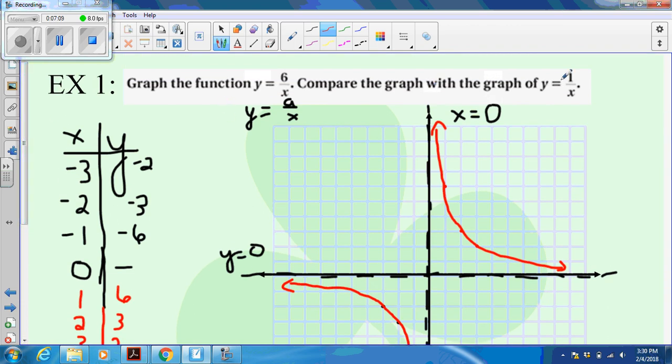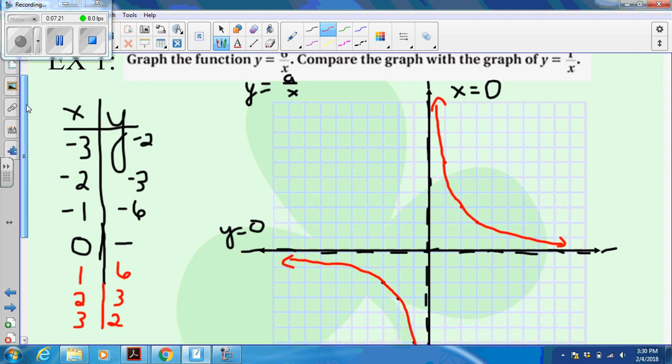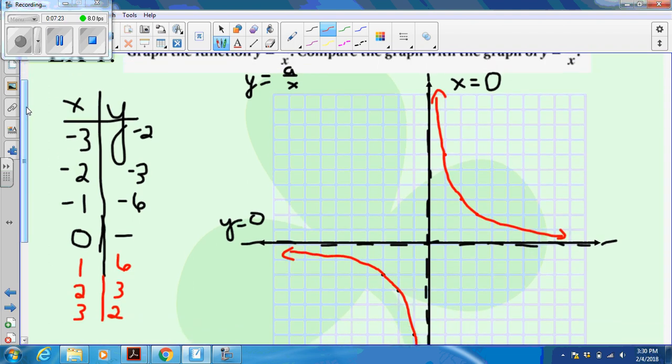Now comparing this to 1 over x, we've expanded this a little bit because the 6 tells us we either have a vertical stretch or a shrink. Okay, so we expanded it here. Okay, now that was of our parent function.